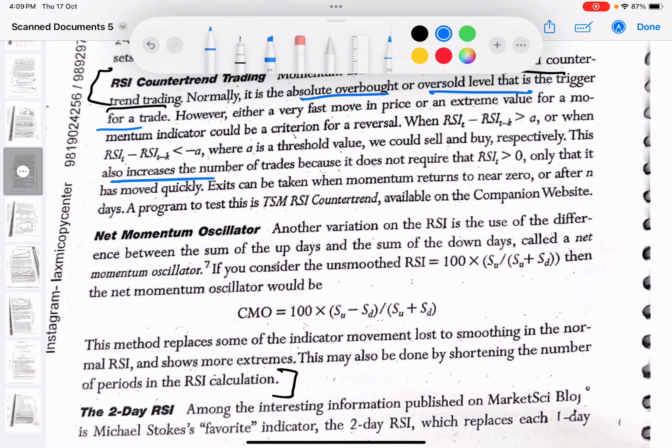This also increases the number of trades because it does not require that RSI should be greater than 0. Exits can be taken when momentum returns near 0 or after n days. N days, again, is at your discretion.